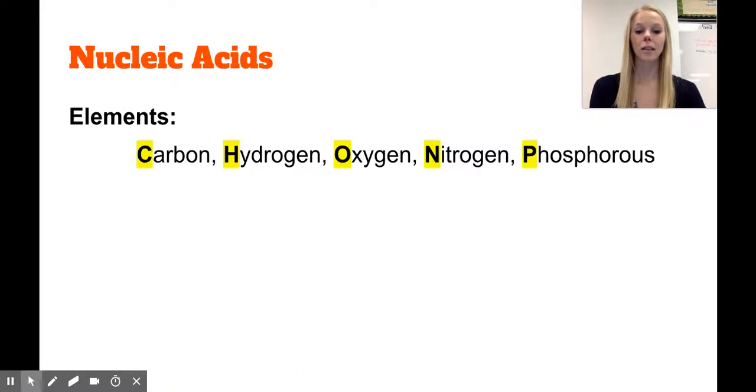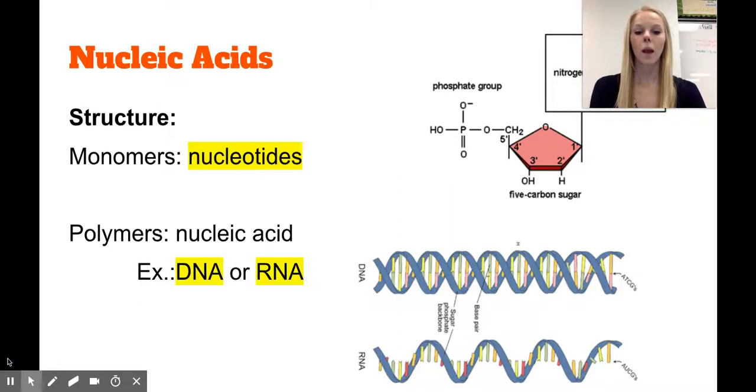Nucleic acids are made of carbon, hydrogen, oxygen, nitrogen, and phosphorus. They're the CHOMP in our phrase, CHO, CHO, CHON, CHOMP. Monomers of nucleic acids are called nucleotides.